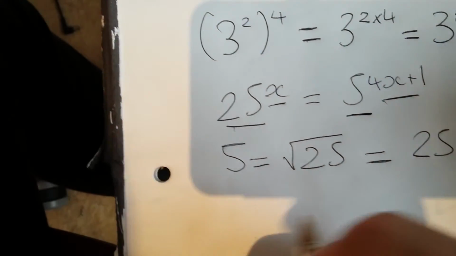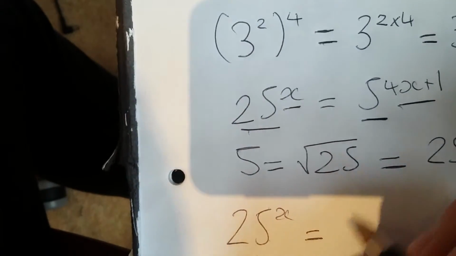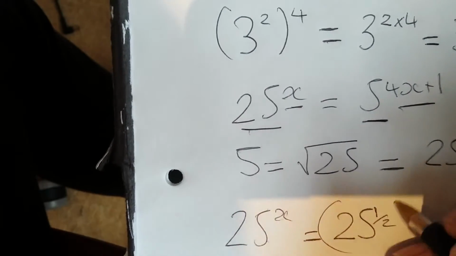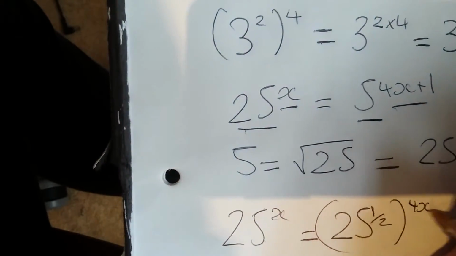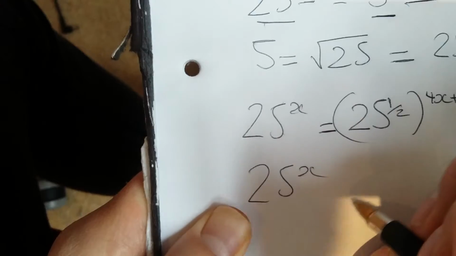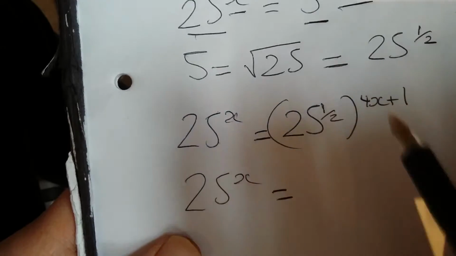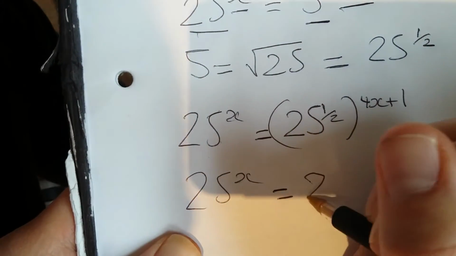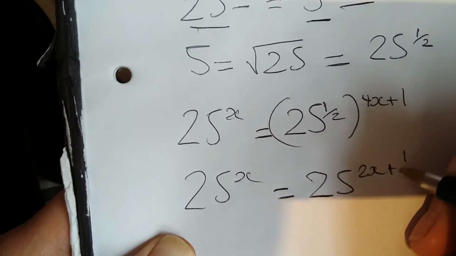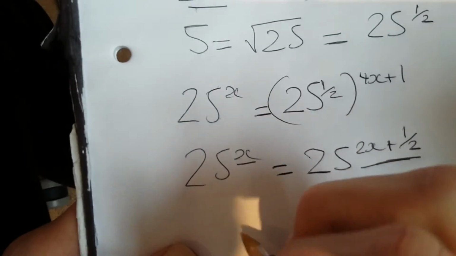Okay, so what we're going to do, we're going to say 25 to the power x equal 25 to the power of a half to the power of 4x plus 1. So this stays the same, 25 to the x. But we know, according to our law of indices, that when we have a power to another power, we times them together. So we have 25 to the 2x plus a half. And we can then set these two expressions equal to one another.